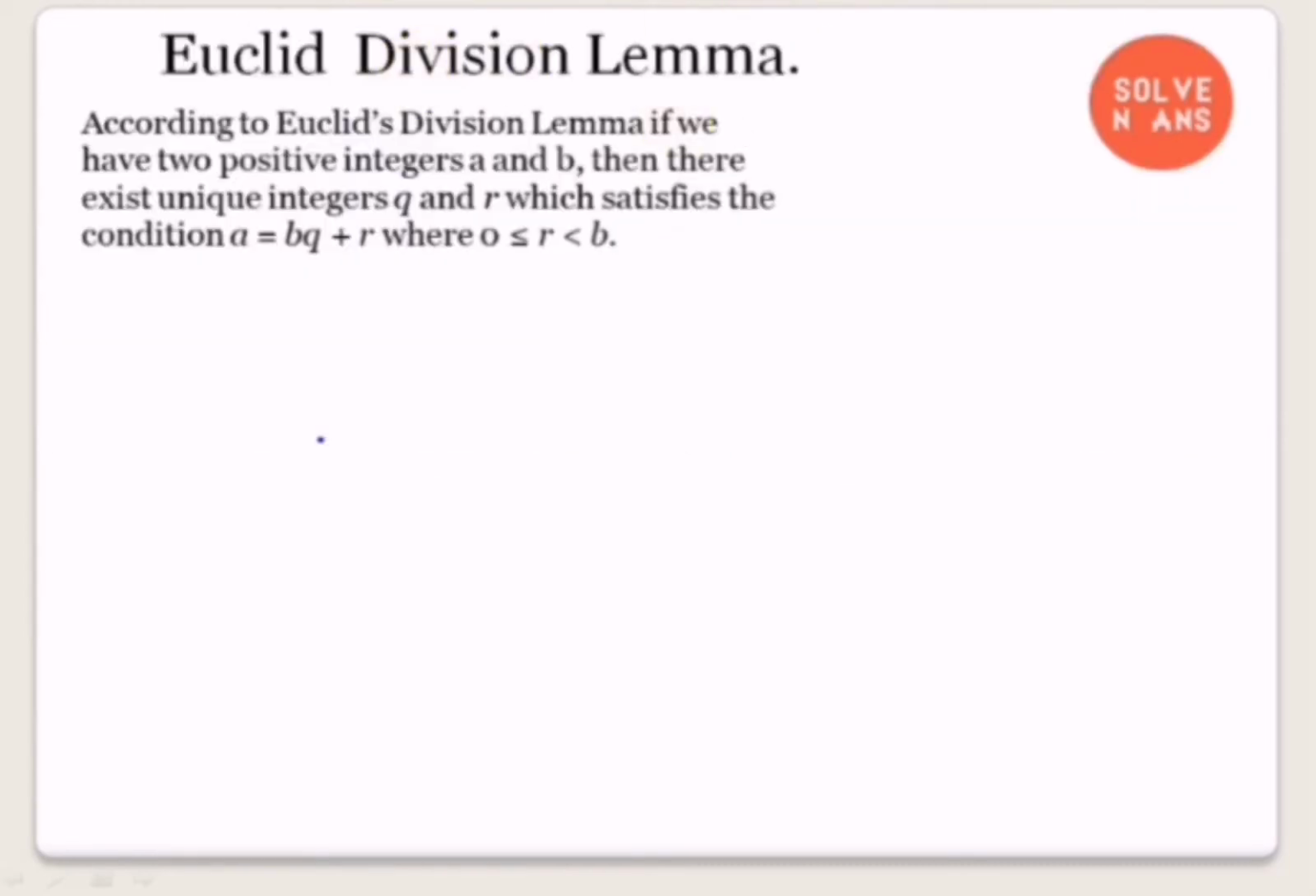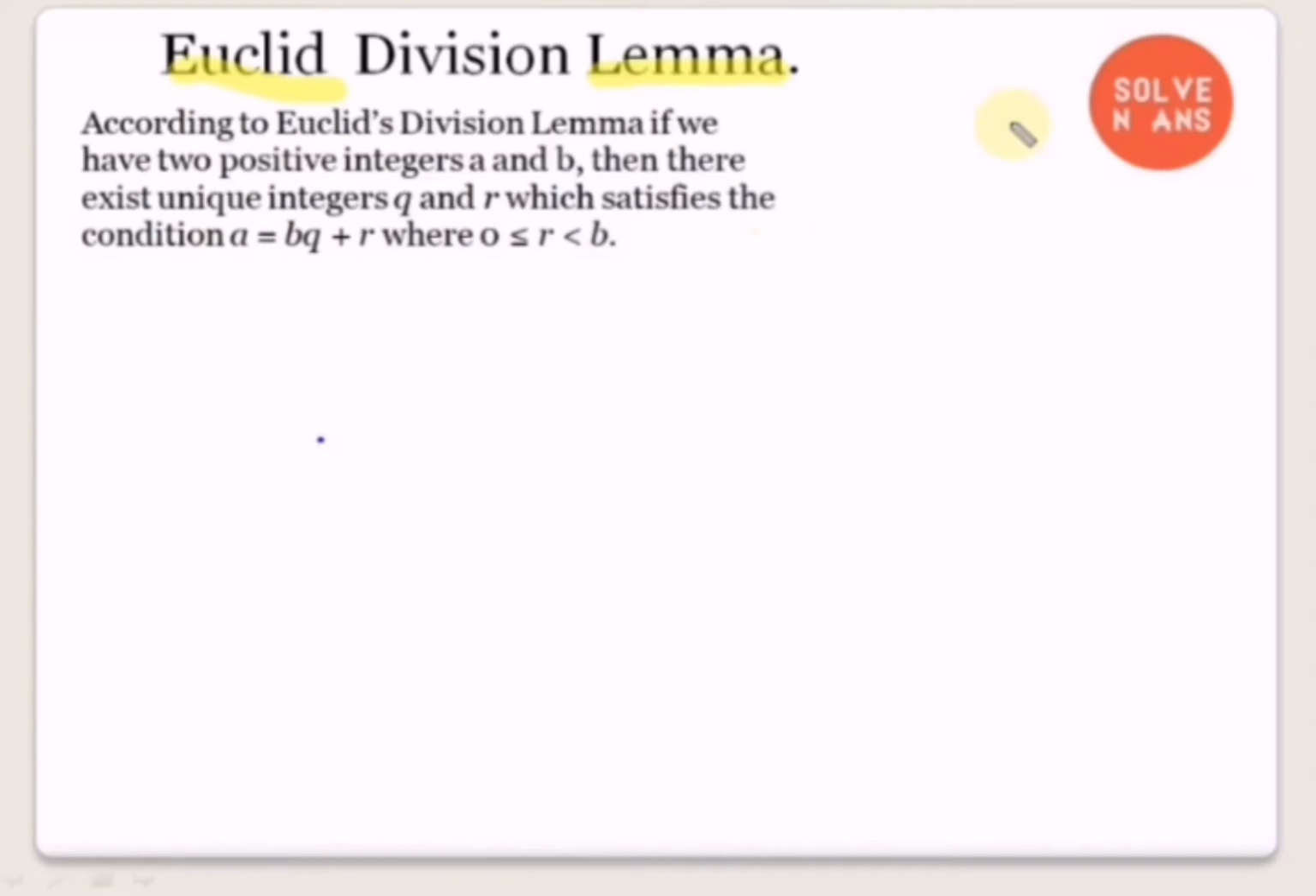Euclid was a Greek mathematician who discovered this lemma. A lemma is a statement of proof which is used to prove another statement. According to Euclid division lemma, if we have two positive integers a and b, then there exist unique integers q and r which satisfy the condition a is equal to bq plus r, where r is equal to or more than 0 but less than b.